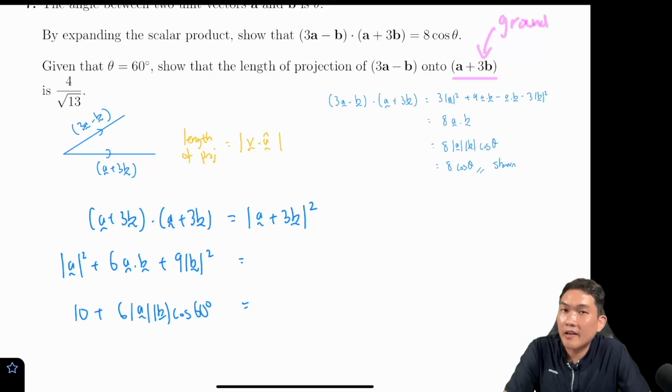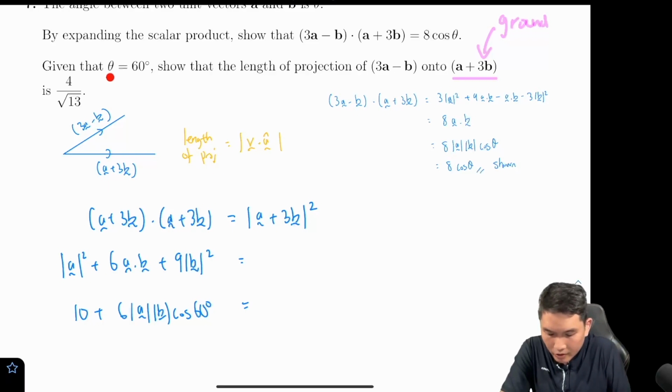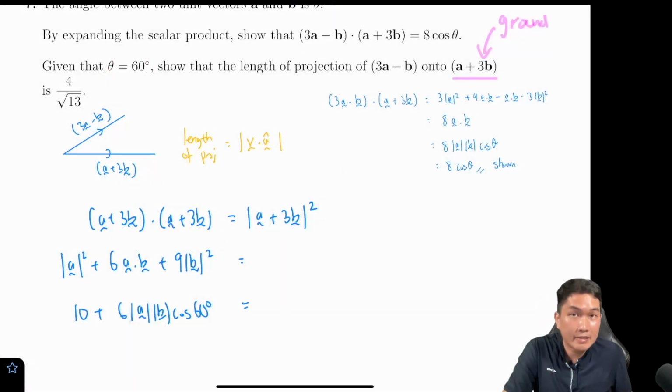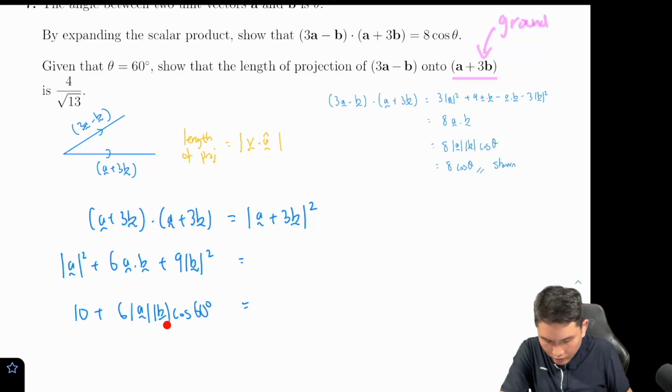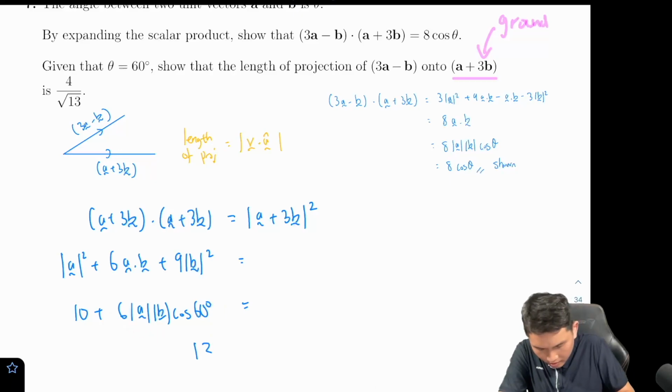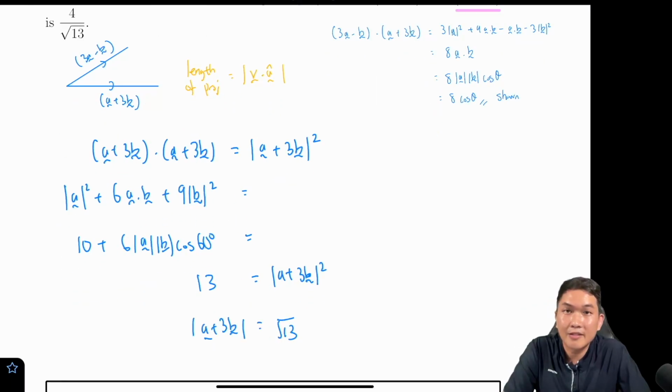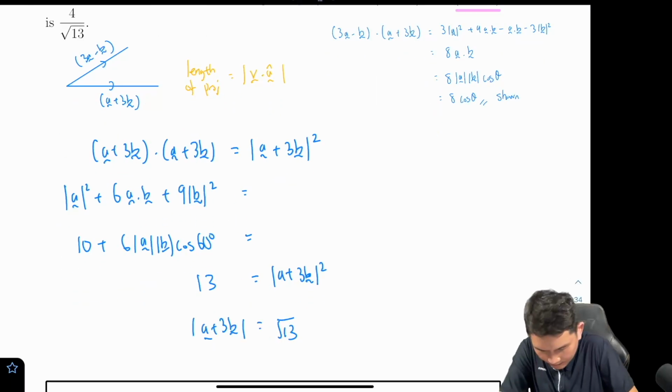In this step, I've changed a dot b into the geometrical definition, mod a mod b cosine theta. We are also given in this part of the question that theta is equal to 60 degrees, so that's cosine 60. Now cosine 60 is equal to half, and a and b are equal to 1, so this is equal to 3. Which tells me the modulus of a plus 3b is square root of 13. Great. Now let's put this working aside.